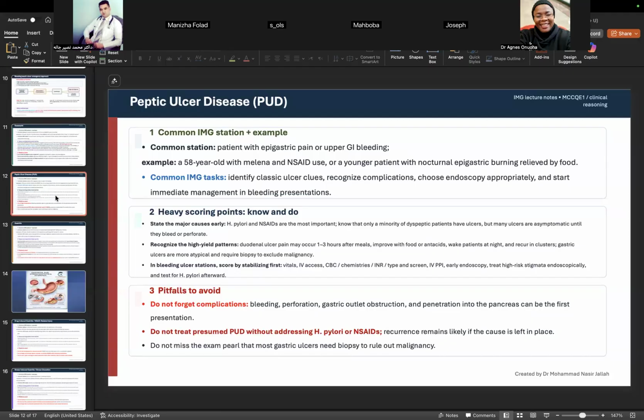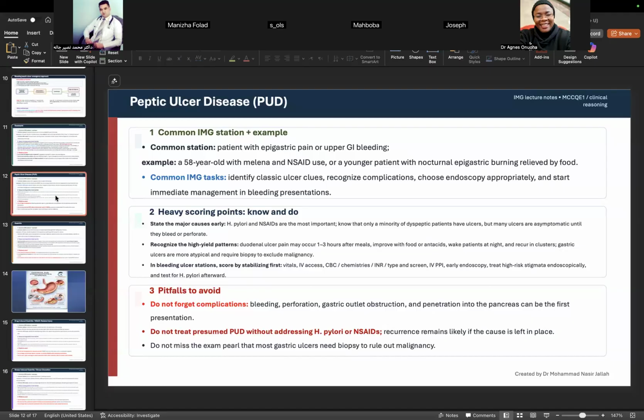Endoscopy. Even if the patient is not having any pain, even if the patient does not have any complaint, but accidentally we found out the patient has anemia. We need to do endoscopy. Common IMG tasks: identify classic ulcer clues, recognize complication, choose endoscopy appropriately, and start immediate management in the bleeding presentation. Heavy scoring points, no and do. Please, these are the points that secure you a lot of score.